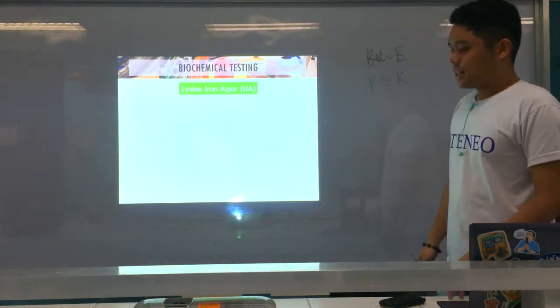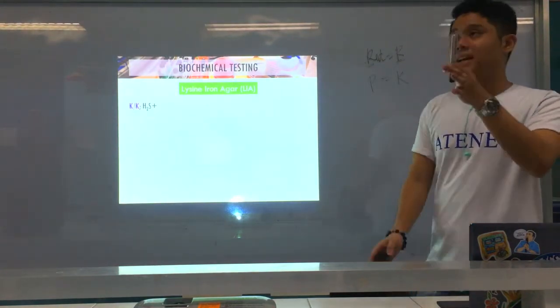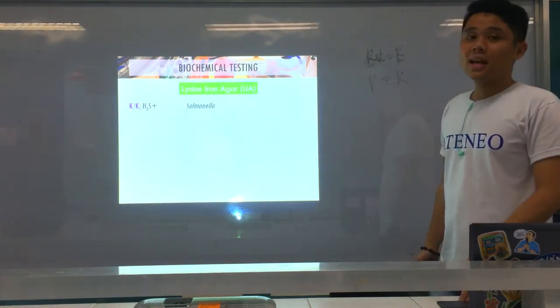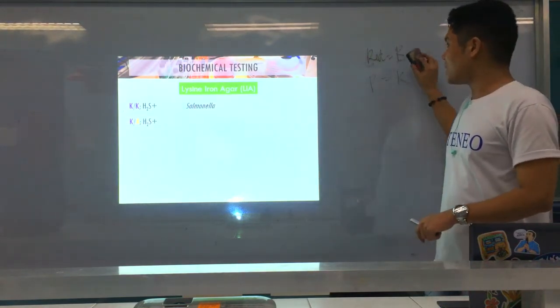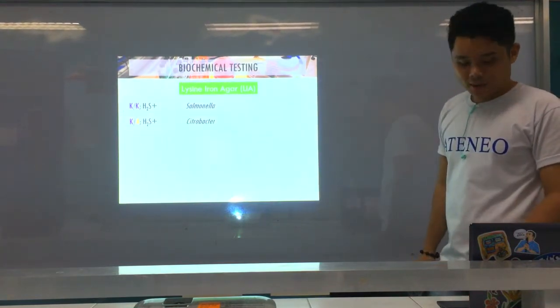Okay, ayan. Alright. So we now go to different organisms pa rin. K over K, meaning deaminase negative, decarboxylase positive, H2S positive. That's Salmonella. Okay? K over A, deaminase negative, decarboxylase negative, pero H2S positive. That is your Citrobacter. Okay?